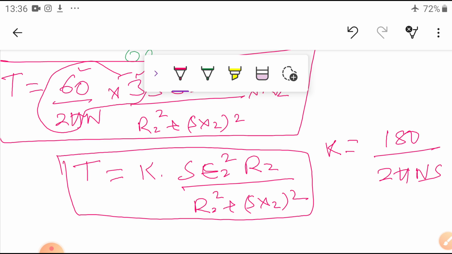Just what we have seen here, we took P2 in terms of copper loss. Copper loss is equal to 3 I square R, where I means current. We calculated current as voltage by impedance value. Simply substituting that value in P2, we get the torque. This is the final equation.